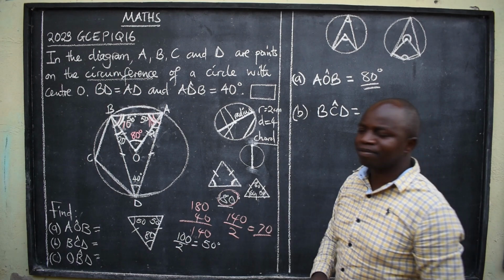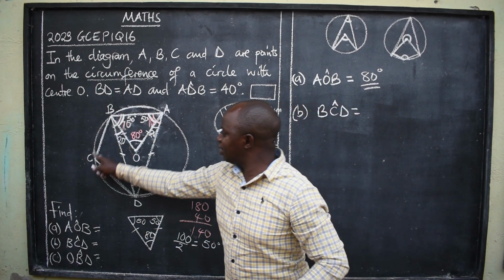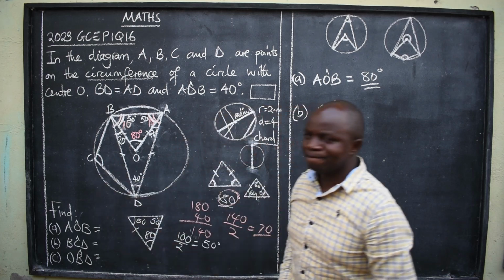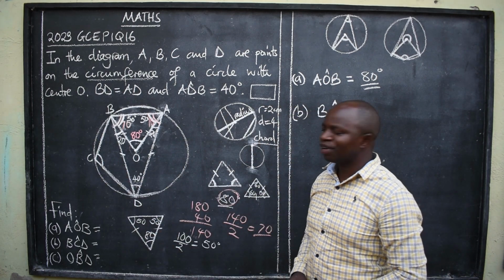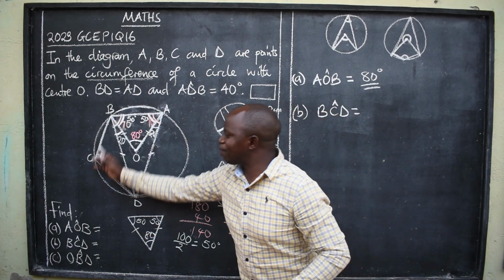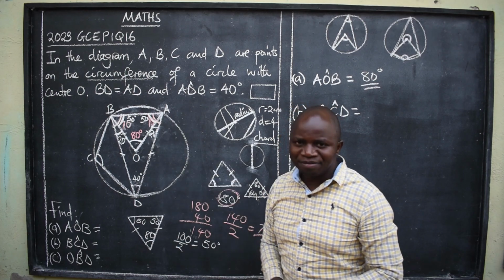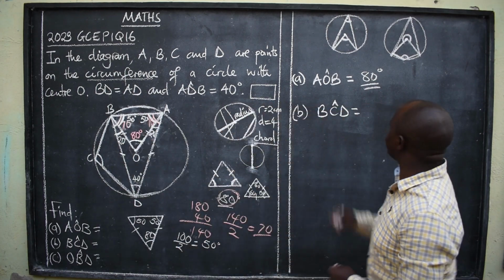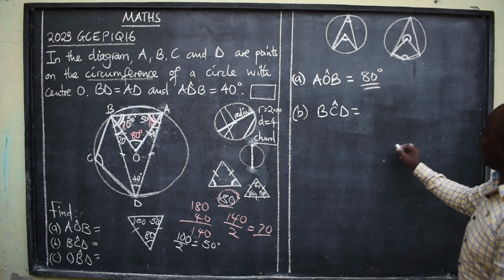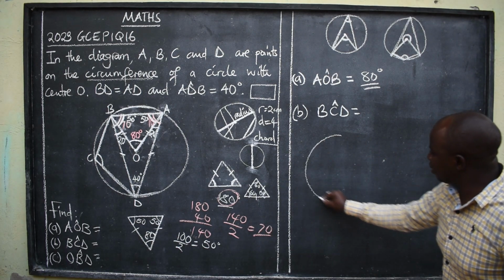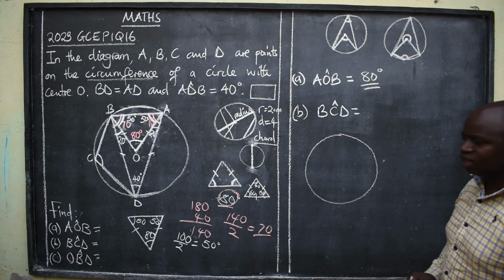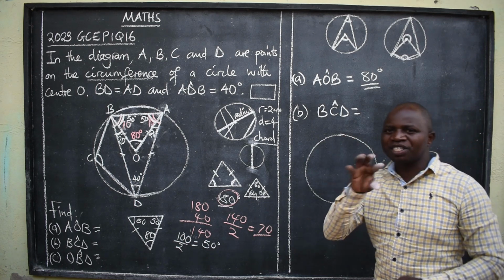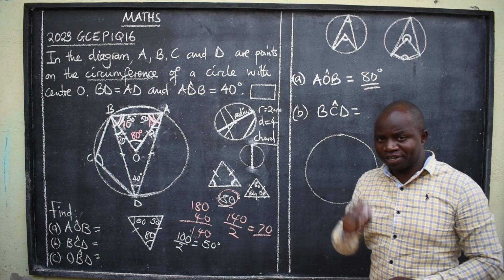B, C, D. Let's go to the diagram. B, C, D, which is this angle here. How can we get that angle? We are going to introduce another property that we have not used here. This is the property. Look at this. Here is a circle. And then in this circle, I'm going to draw a four-sided shape inside.